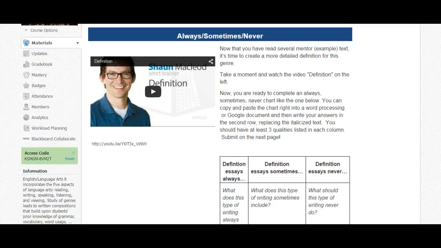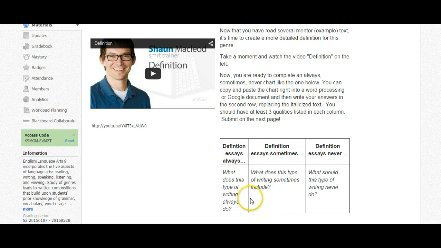Okay? So now that you've read some example or mentor text, it's time to create a detailed definition for the definition genre, which is kind of ironic. So be sure to watch this video right here on the definition essay. And with that, complete this chart. Definition essays always, sometimes, or never. And what you can do is just copy and paste it and put it into a word processing program, or you can use Google Docs, but make sure you have at least 3 qualities for each of these categories.